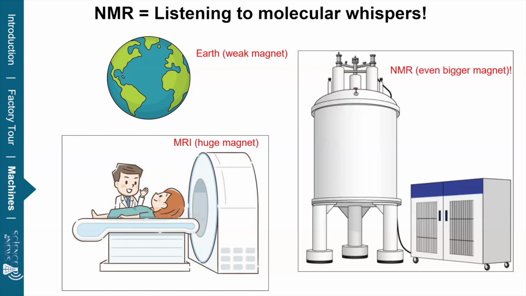Now, an NMR machine, which we use in the research lab, is like an MRI's bigger, much more powerful sibling. It has a strong magnet. In fact, a high field NMR magnet can be over 400,000 times stronger than the Earth's magnetic field. This incredible power is what allows us to tune into the faintest whispers from the atoms that make up our enzyme machines.